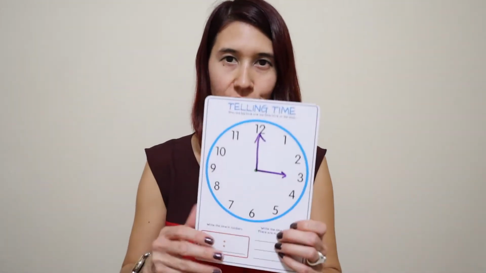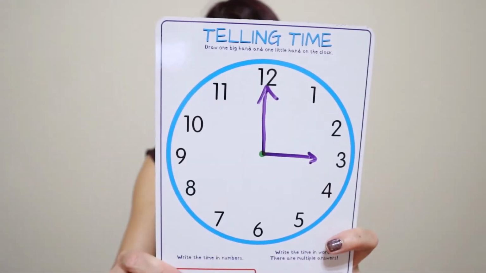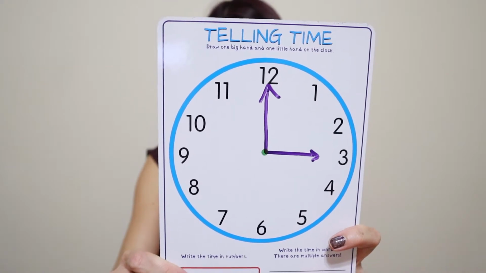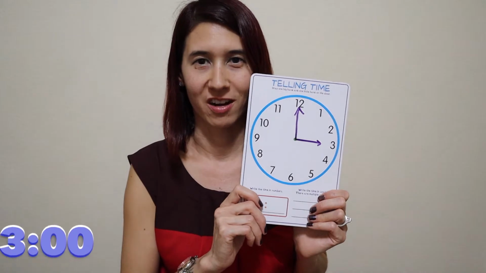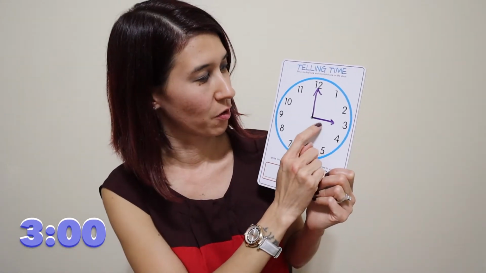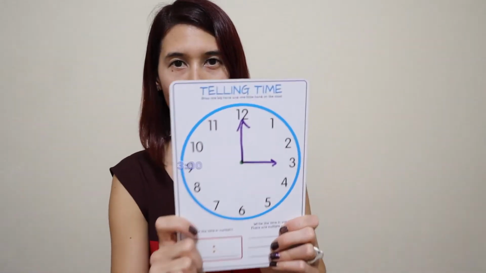I'm going to show you a time on the clock and I want you to tell me what time it is. Okay, here's your first one. What time is it? Okay, so hopefully you said 3 o'clock. Right, small hand here, big hand here, so 3 o'clock.